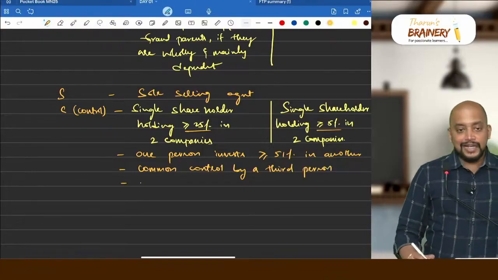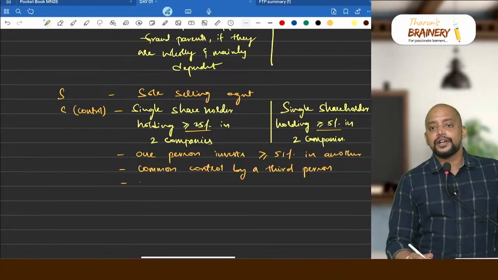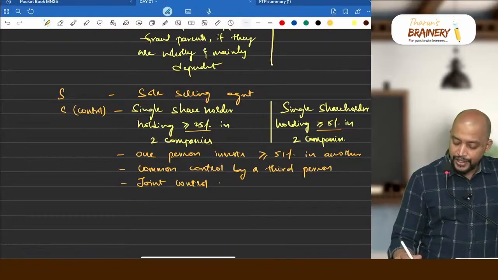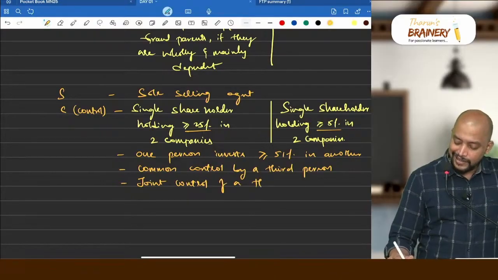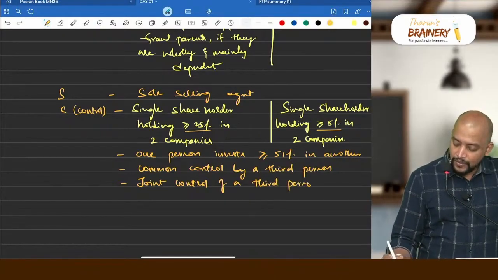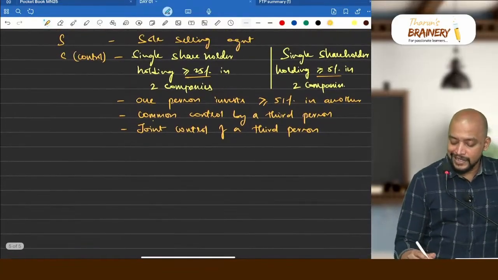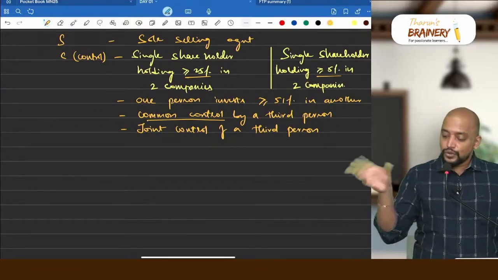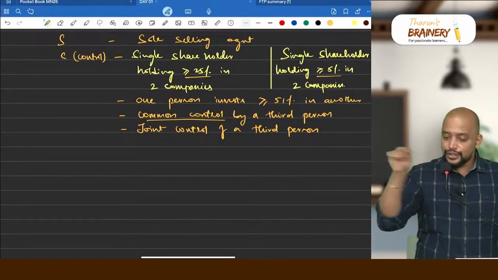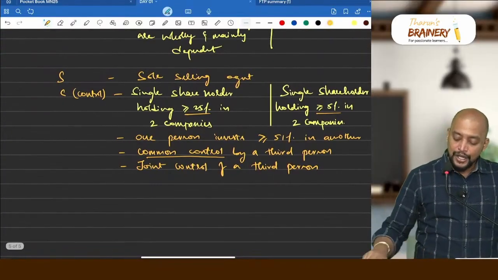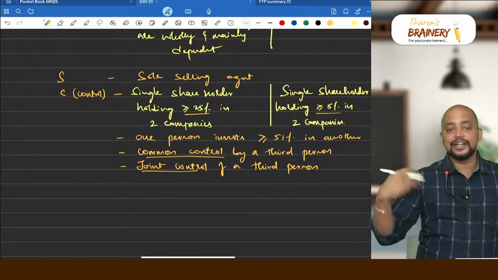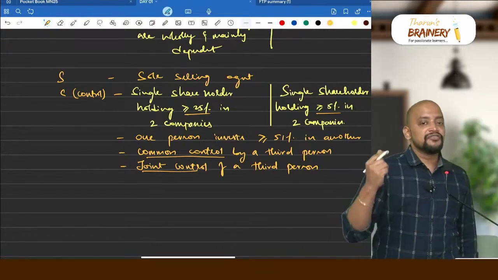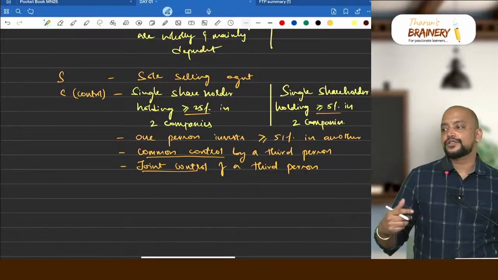Next, we have joint control of a third person. What is the difference between these two? Common control means, say X Limited and Y Limited are both under A Limited. As these two companies are controlled by a single company, they are treated as related. That is common control. Joint control means together they control a company. For example, two shareholders cumulatively hold more than 50% in the company. Now these two shareholders are also treated as related.